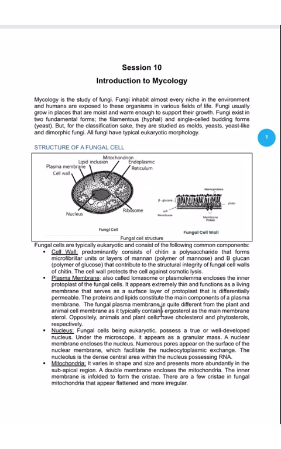The other component is the plasma membrane, and this is also called plasmalemma. It encloses the inner components of the cell, which is the protoplasm. When we say protoplasm, that means the cytoplasm of the cell.